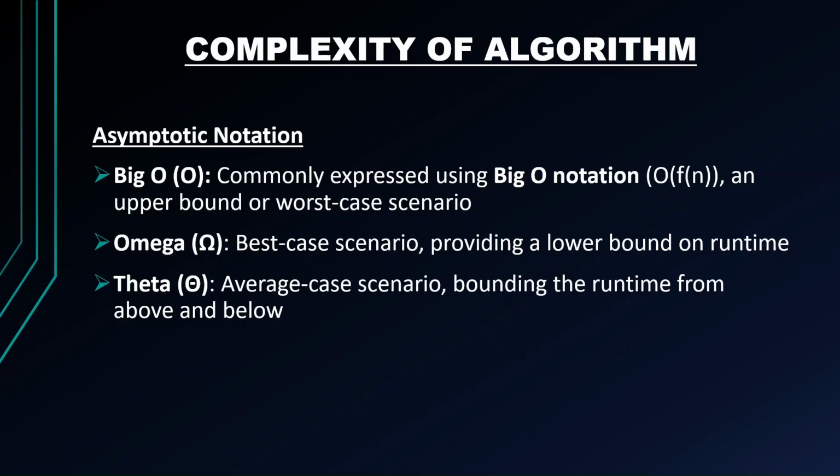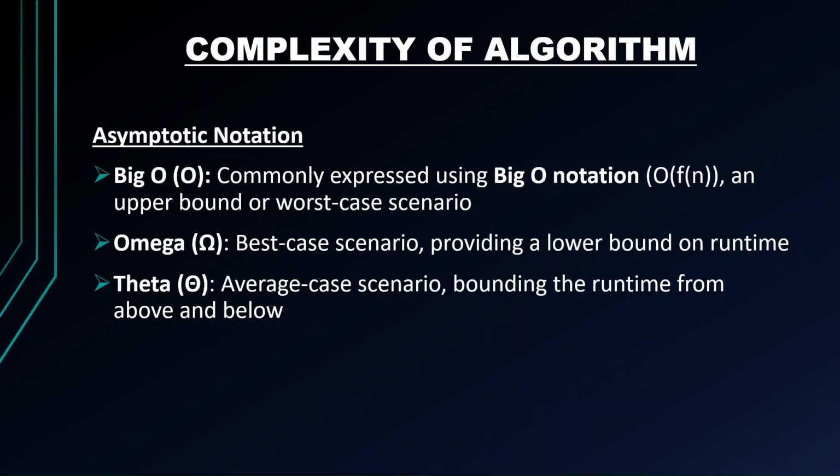Asymptotic notation. In any software development life cycle, testing is normally done for the worst case scenario. Here, big O notation: algorithmic complexity is commonly expressed using big O notation, like O of f of n, which provides an upper bound or worst case scenario for the algorithm's growth rate as the input size n approaches infinity.